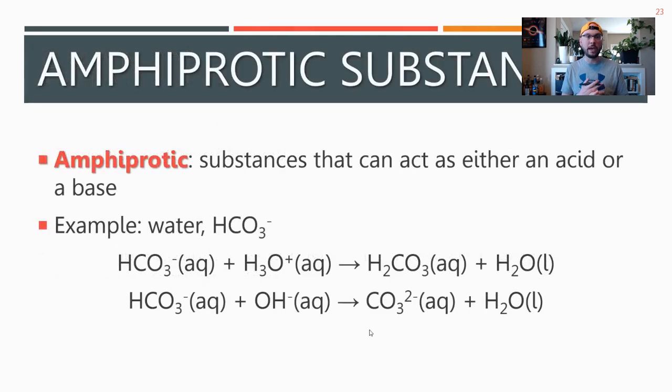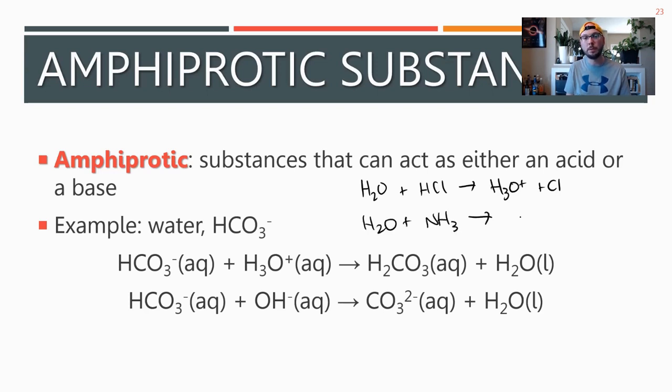All right, so amphiprotic substances are substances that can either act as an acid or a base. A good example of this is water. When water is combined with HCl, it acts as a base, right? We can see that it accepts a hydrogen to form H3O+ and Cl-. And when we add water to NH3, it becomes OH- and NH4+. We can see that it donated a hydrogen away.